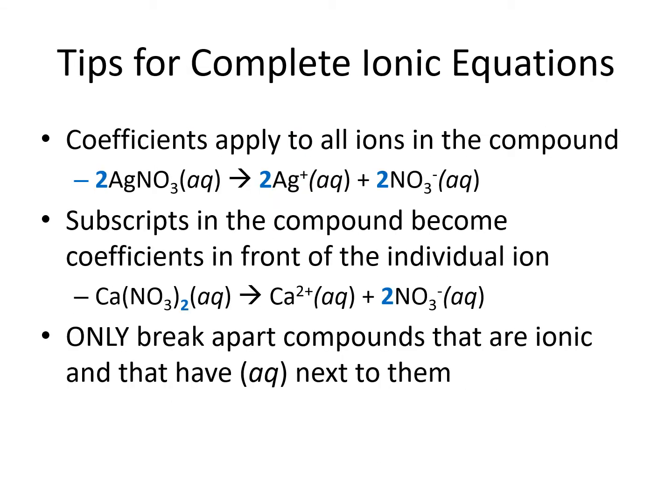I've mentioned a few of these, but here are some tips for writing your complete ionic equations. If there's a coefficient in front of the compound, it applies to all of the ions within that compound. For example, the 2 in front of the silver nitrate applies to both the silver ions and the nitrate ions that result from it. If there is a subscript in a compound that's not part of the formula of a polyatomic ion, when we write it as ions, the subscript becomes a coefficient. Writing it as a coefficient indicates that the ions are separate from each other and not bound together.